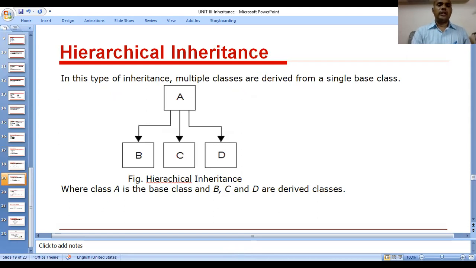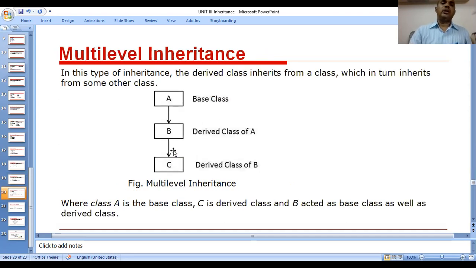In the hierarchical inheritance, A, B, C, D are the derived classes. Then A is a boss class, so that is called the base class. Then these are all the employees. This is a boss. The boss is giving instructions to employees. Clear? Then multi-level inheritance, where more than one derived class is called multi-level inheritance.